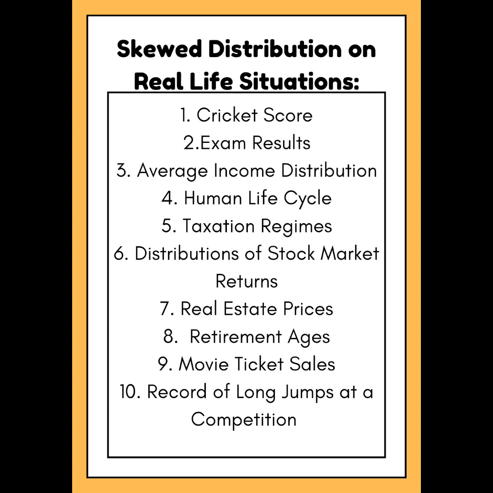Number 3, average income distribution. Number 4, human life cycle. Number 5, taxation regimes. Number 6, distribution of the stock market. With a negatively skewed distribution, there are slightly positive returns on most days and negative returns occasionally. Number 7, real estate prices. Number 8, retirement ages. Number 9, movie ticket sales.